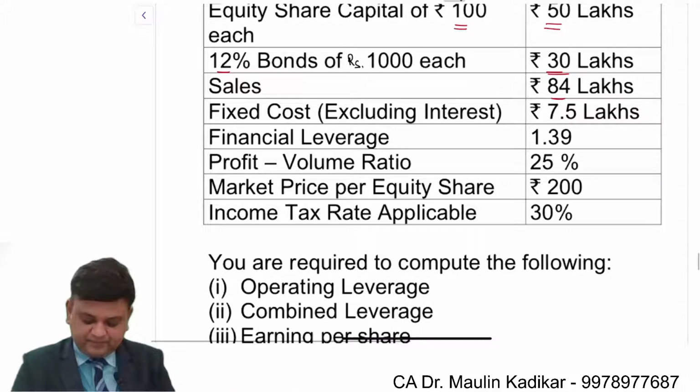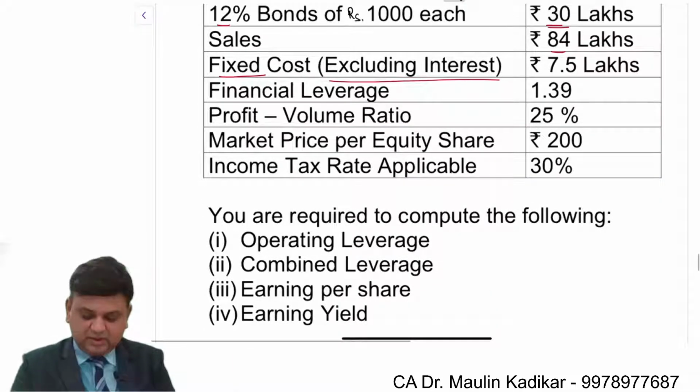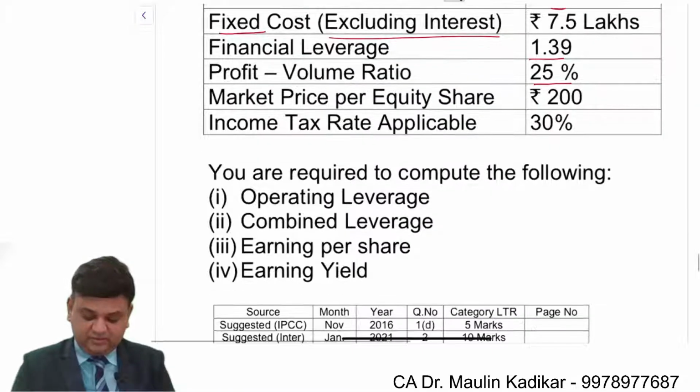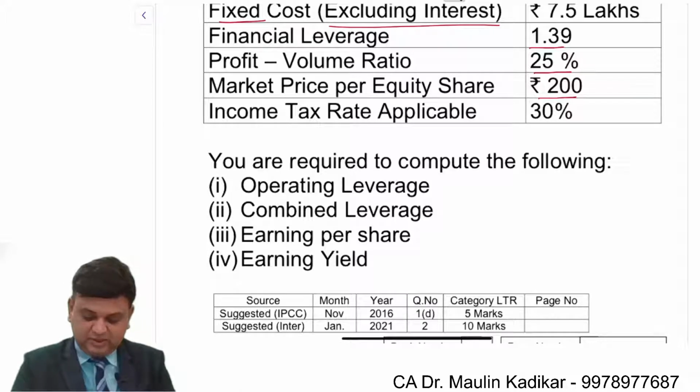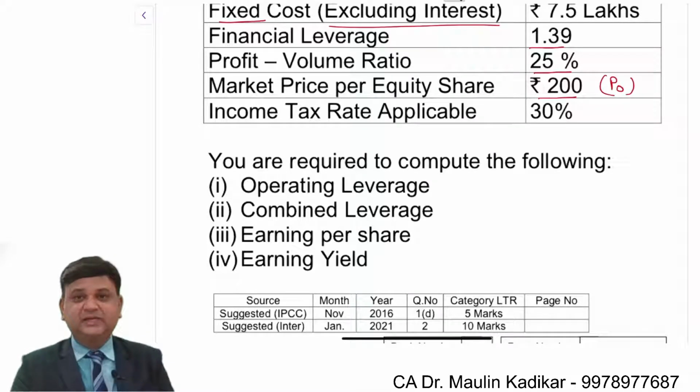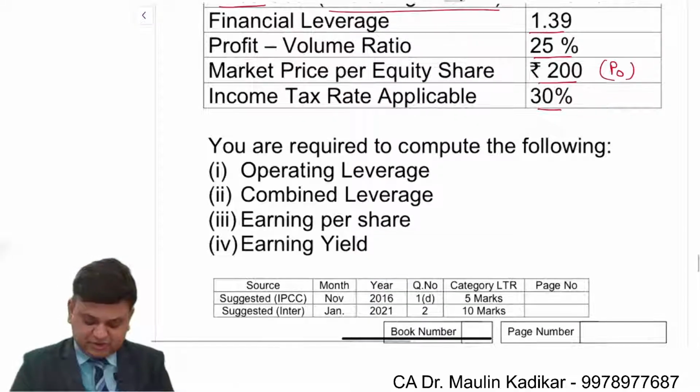Sales is given, fixed cost excluding interest is given, DFL is given, profit volume ratio is given, market price of the equity share is given. This is also given a name as P0. P stands for the price, 0 stands for year 0, that is right now. Income tax rate is 30%.